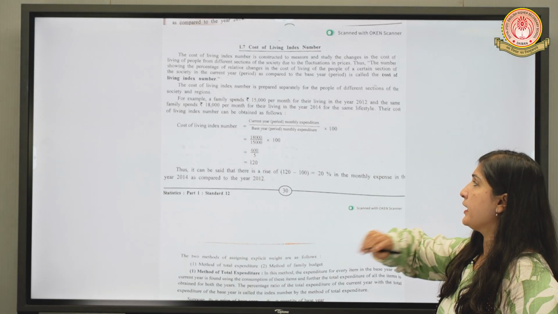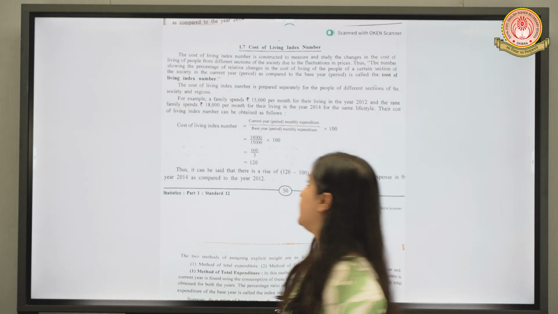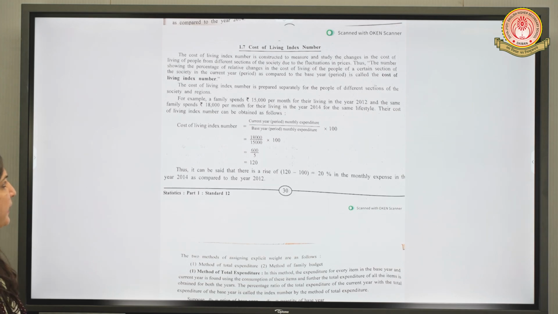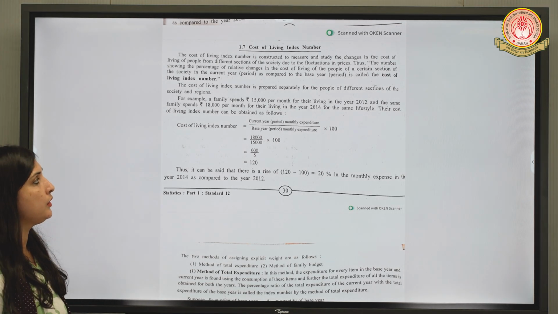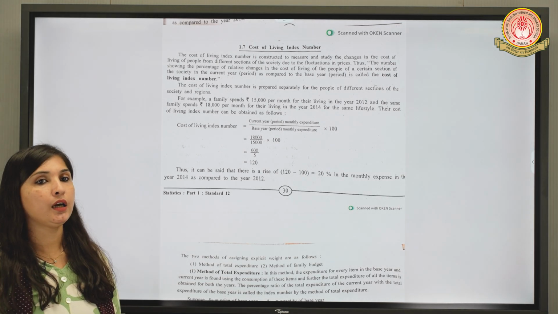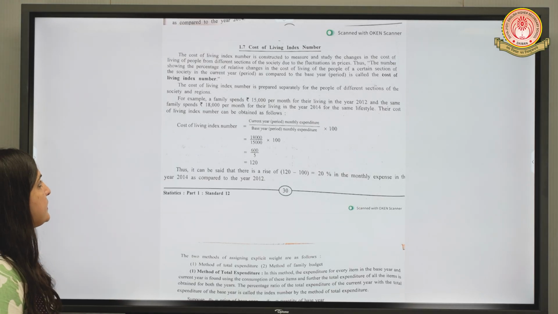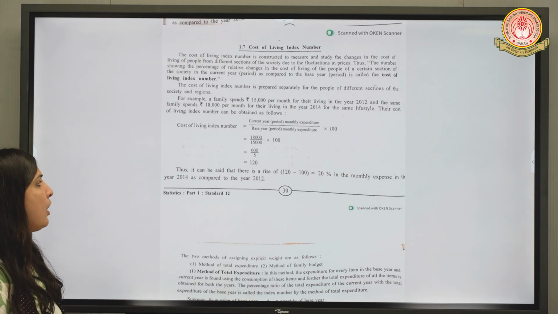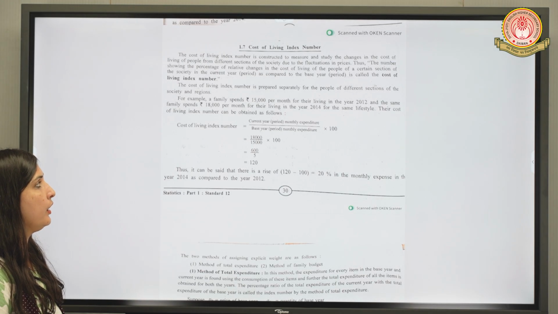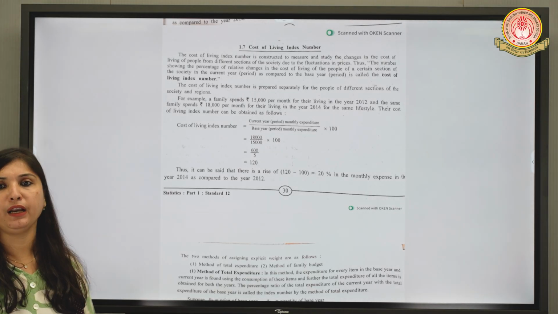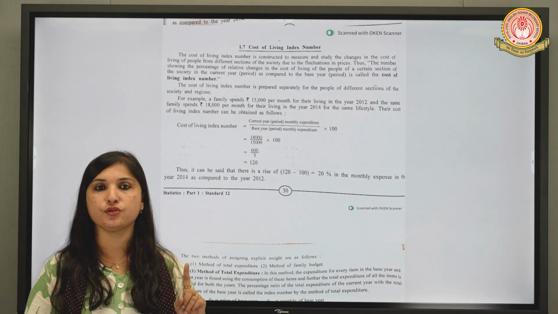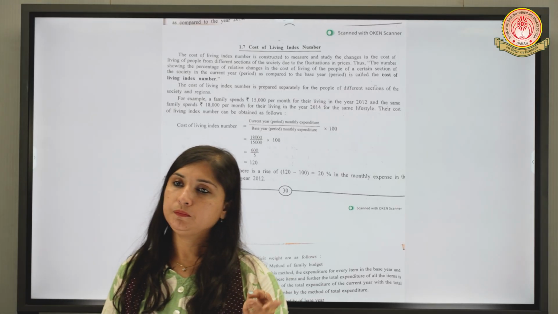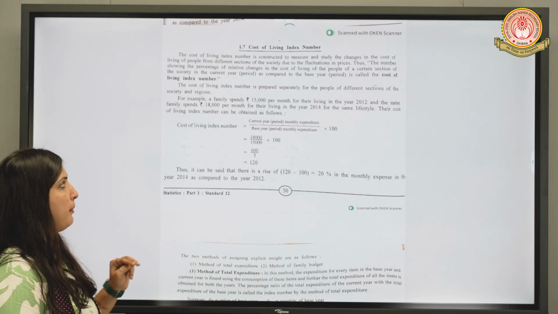So in cost of living expenditure, we'll take an example. Let's see what example is given. A family spends 15,000 per month for their living in the year 2012, and the same family spends 18,000 per month for their living in 2014. Two years are given over here. One is 2012 and the other is 2014. So comparison is made.